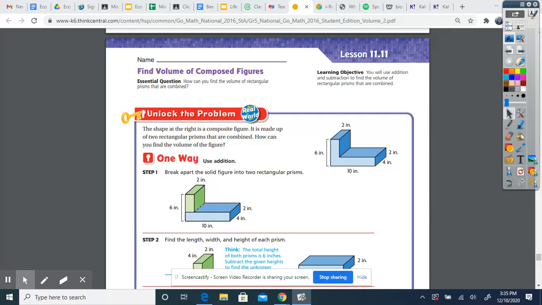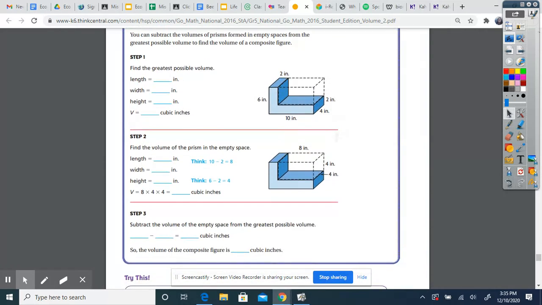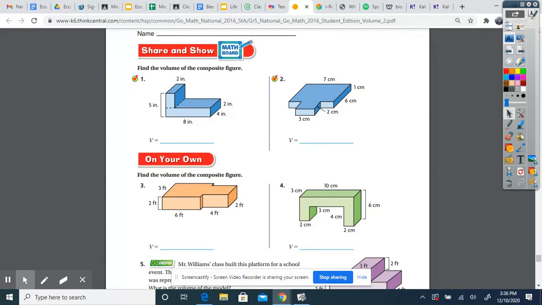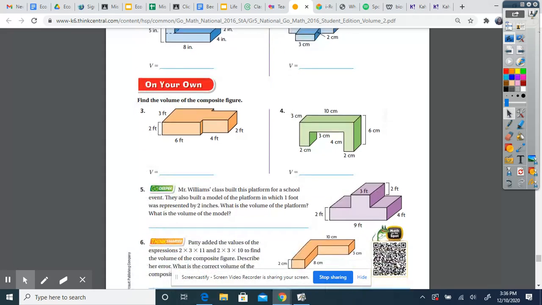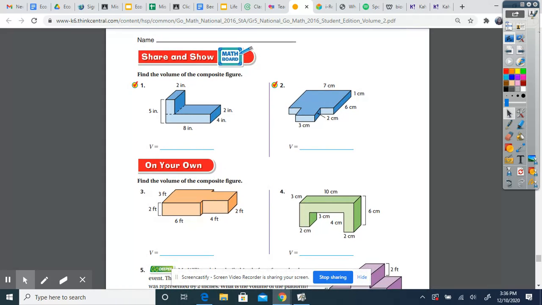Okay, let's go to a different problem. Let's go down here. All right, so let's look at number 1 together. I'm on page 701 if you want to follow along. It says find the volume of the composite figure. So that means that you have 2 figures that are combined. So I'm going to write my equation. I don't have much room to work, but I'm going to write it here.